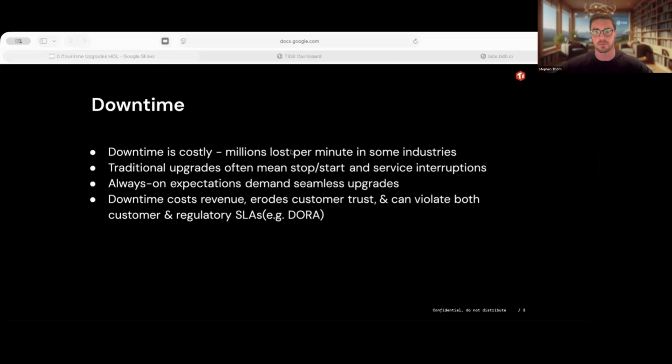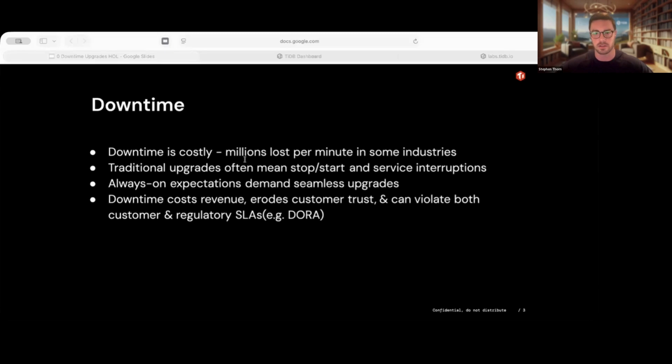Many companies also have SLAs promising high uptime to customers, and regulators are imposing resiliency requirements. For instance, the EU's DORA Act requires banks to restore critical systems within 2 hours of an incident, and that went into effect January of this year. So given these stakes, traditional upgrade methods that require downtime just don't cut it anymore. The expectation is always on operations, so even planned maintenance should not interrupt service. Luckily, TiDB addresses all major causes of downtime, both unplanned outages and planned maintenance, including online and non-blocking schema changes. But today, we're going to focus specifically on how TiDB eliminates downtime during upgrades.